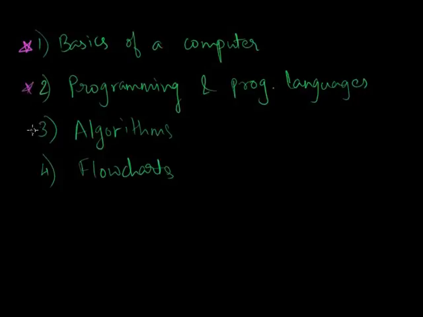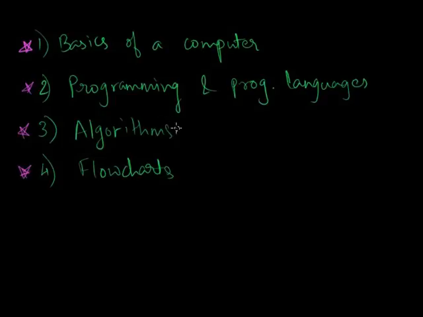Another term which is very popular in computer science is algorithms. So we are going to look at algorithms. And then there is a type of algorithm known as flowcharts, which is a pictorial representation of algorithm. So we are going to do flowcharts also.